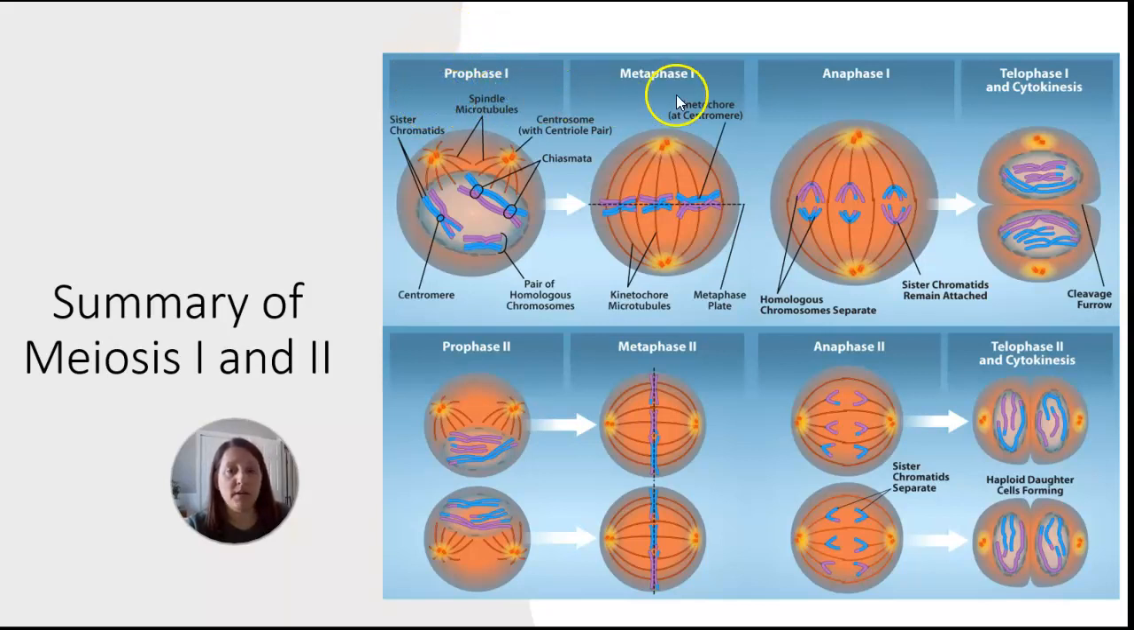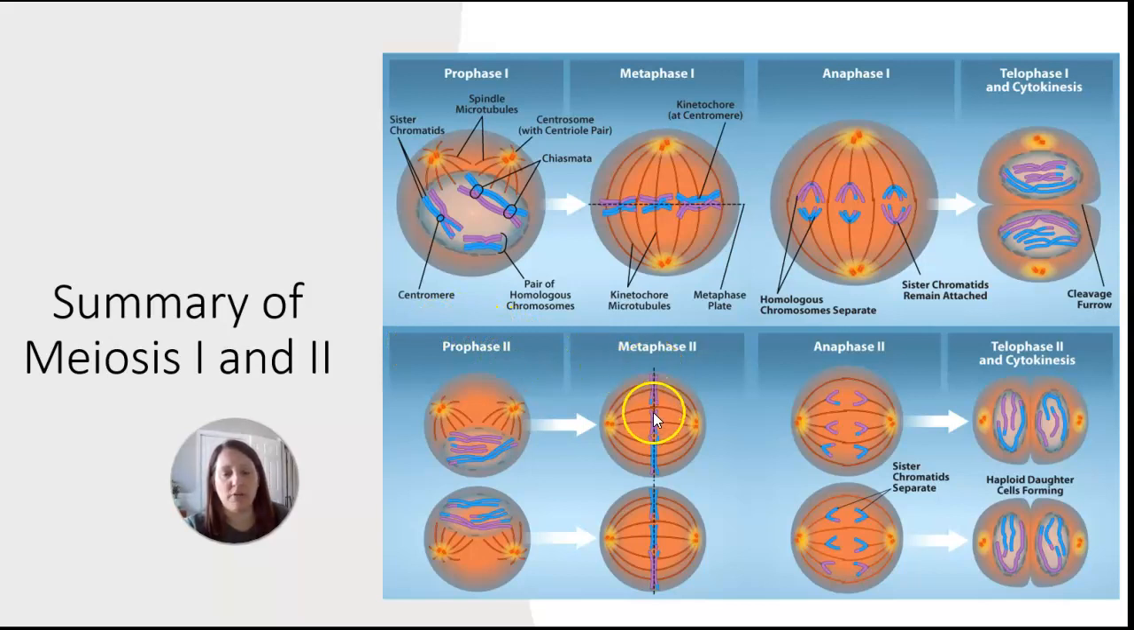Metaphase 1, tetrads line up on the metaphase plate. Anaphase 1, dyads are pulled apart. Telophase 1 and cytokinesis, we end up with 2 cells. They are haploid, and chromosomes are in the dyad form. Prophase 2, DNA recondenses, nuclear envelope breaks down. Again, we have haploid cells, and chromosomes are in the dyad form.